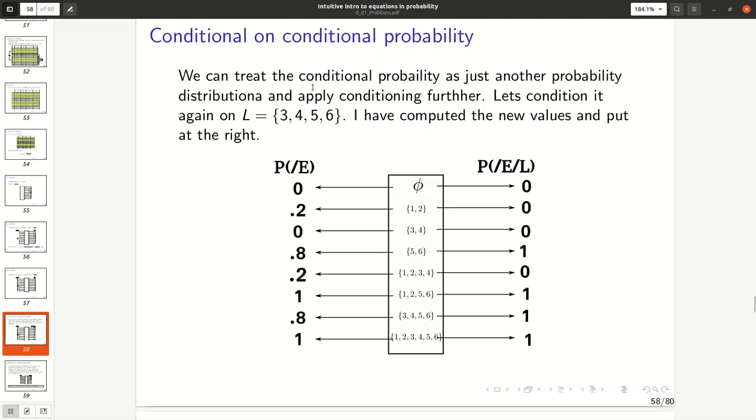So we can treat the conditional probability distribution as just another probability distribution and apply conditioning further. In this example, let's try to apply the condition on set L, 3, 4, 5, 6, on the probability values which we have already obtained by conditioning on E. That is represented by probability conditioned on E, again conditioned on L. So repeat the same calculation and you will get these probability values across different subsets.